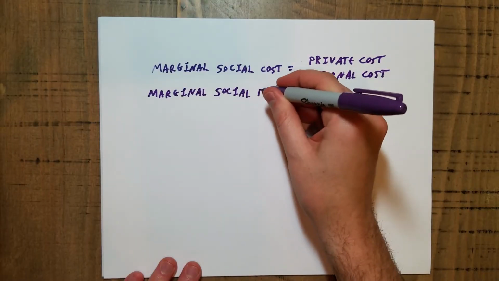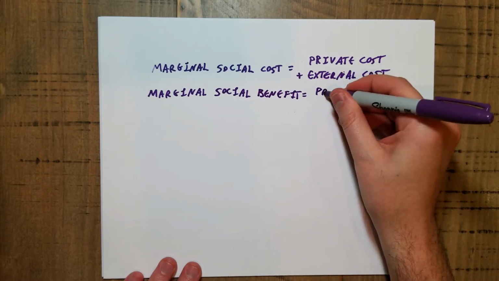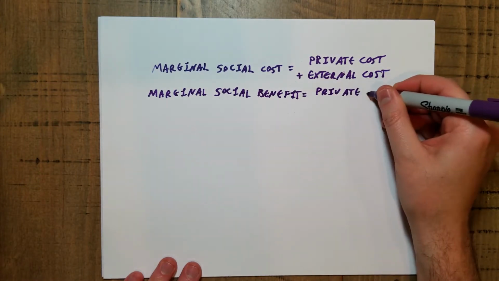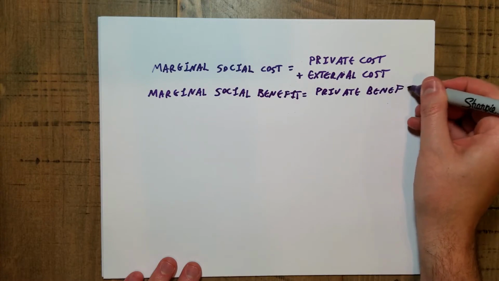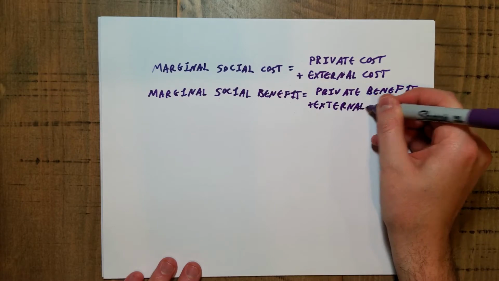And just like marginal social cost, marginal social benefit is equal to private benefit plus external benefit.